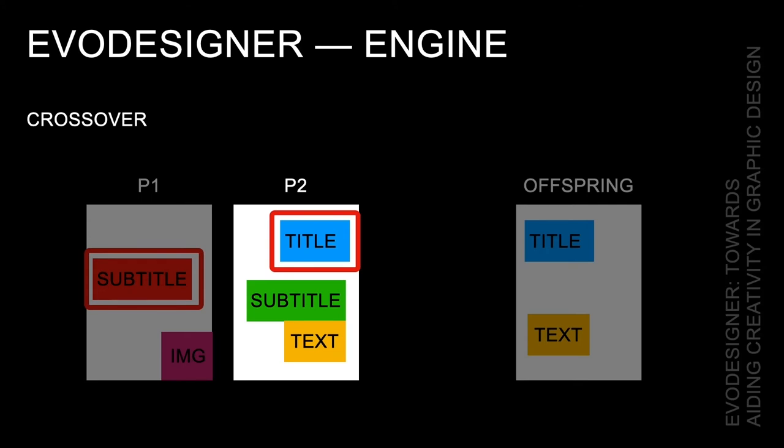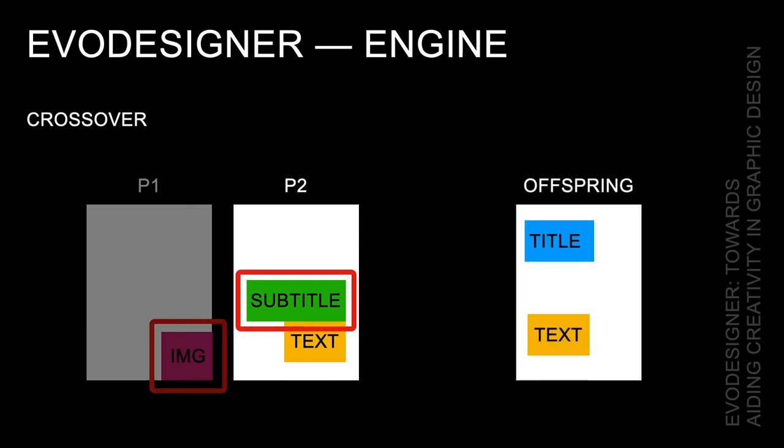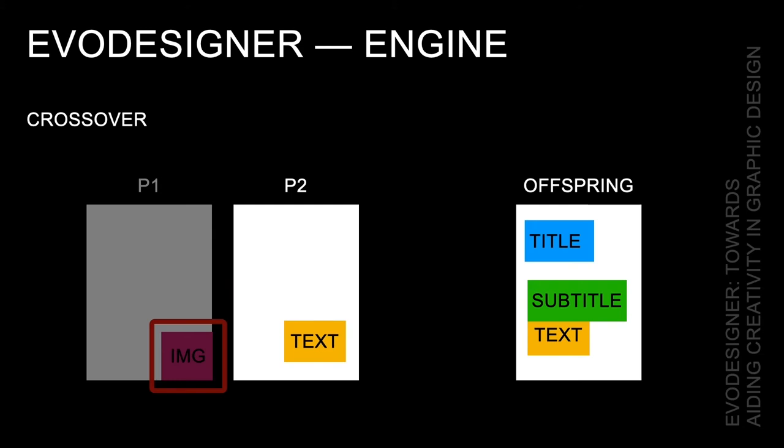For example, the title won't pass because the offspring already contains a title. And the system knows that because these should have equal labels. Considering the subtitle is mandatory, the system will search for an item called subtitle, which must exist in parent 2 because mandatory items exist in every individual, and will pass it to the offspring.